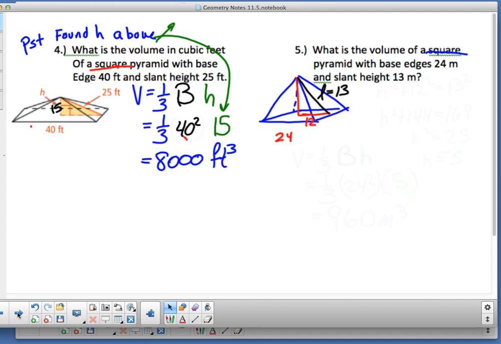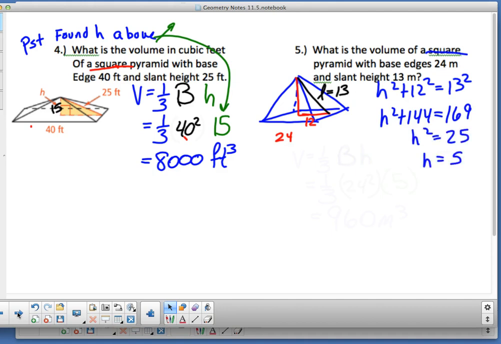The 15 was found between examples 2 and 3, the example for the Pythagorean theorem. That's why I have up here, you found it above, and I have that arrow pointing. Okay, now, so for 5, you're finding H, and you're finding out that H is 5, right? Did you find that H was 5? Okay, the height's 5, based on our Pythagorean theorem setup.